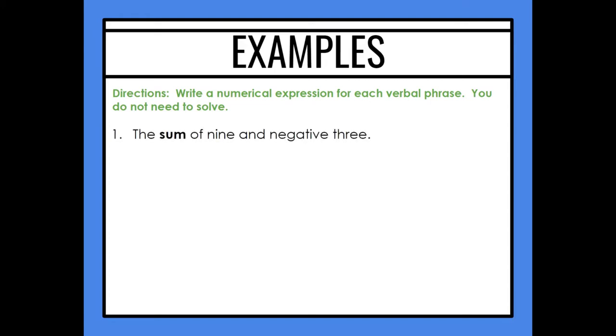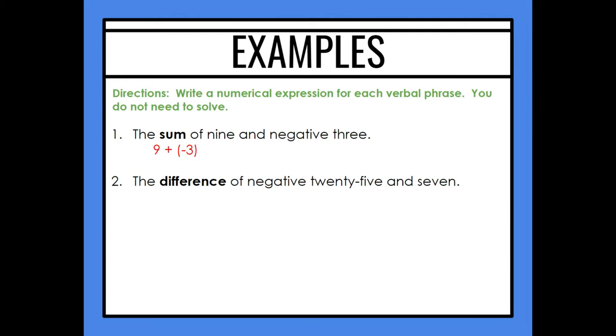So the first one, the sum of 9 and -3. You can see here I've already put in bold the word sum, and that is because that is our operation word. That is going to tell us what operation we need to do. So for this one, our answer is simply going to be 9 plus -3, because sum means to add. Your -3 does not need to be in parentheses. Sometimes you will see it in parentheses when there's a negative number, and sometimes you won't, but either way is fine.